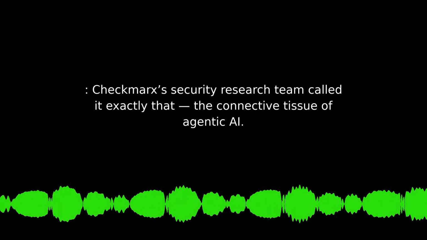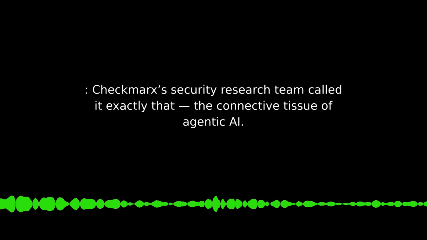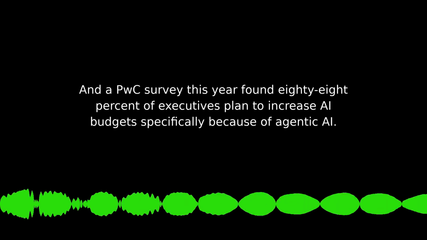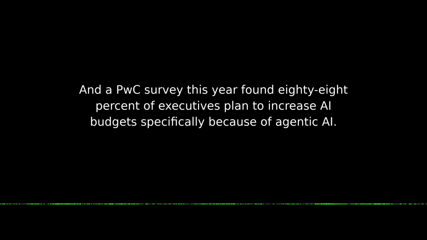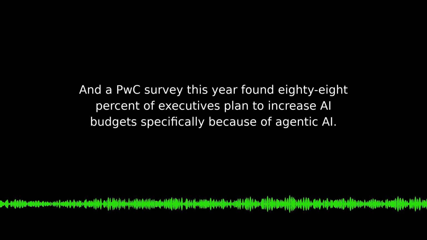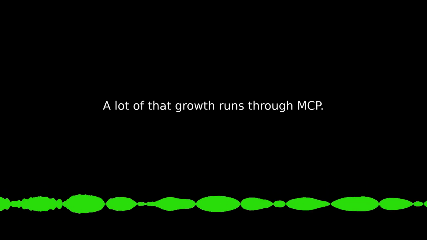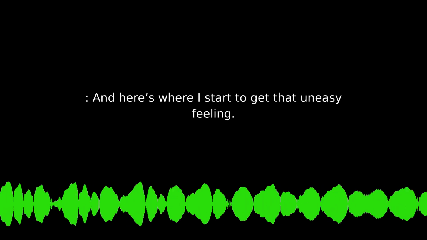Checkmarx's security research team called it exactly that, the connective tissue of agentic AI. A PwC survey this year found 88% of executives plan to increase AI budgets specifically because of agentic AI. A lot of that growth runs through MCP. And here's where I start to get that uneasy feeling.